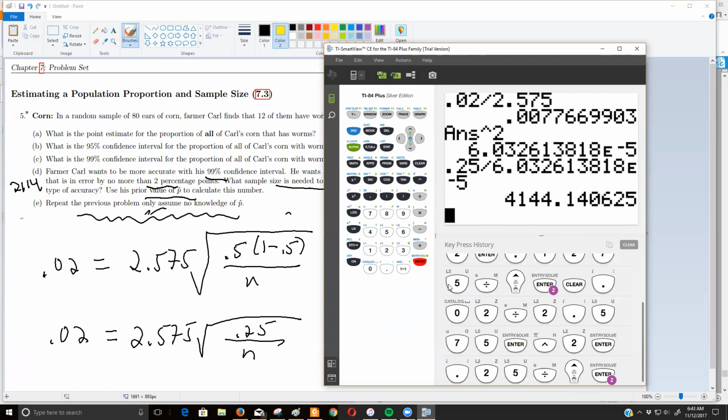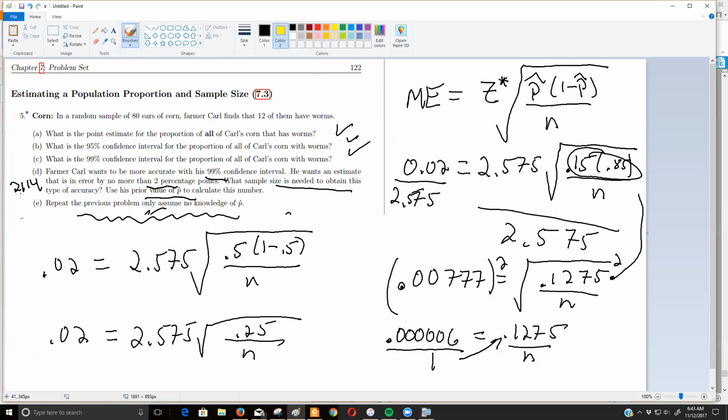So what are we getting? 4145. Don't forget to round up. So 4145. 4145. Now I guess it'd be a good idea to show you Dr. Stevens' formulas, so you can see how those work, because some of you made a post about those.